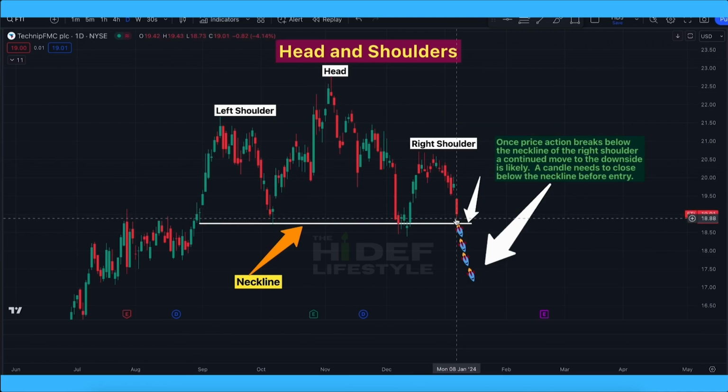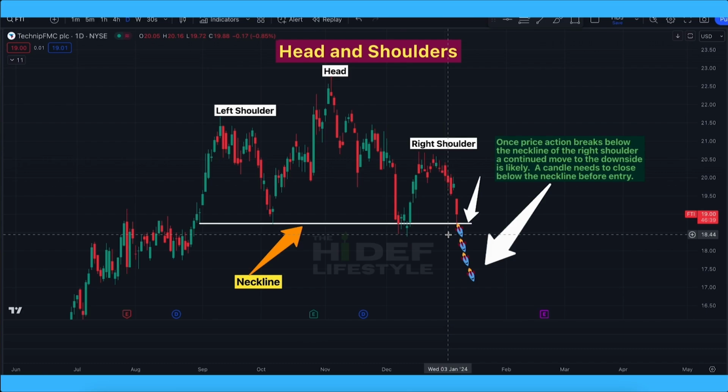And we would not by any means enter a position until this neckline is broken after the right shoulder. So you've got the right shoulder here, price action is going down, but as you see, it hasn't broken this neckline yet, so we would not take a position. As soon as it breaks and you get a candle that closes below the neckline, preferably even two candles that close below the neckline, then you can have a better feeling about price action continuing to the downside.